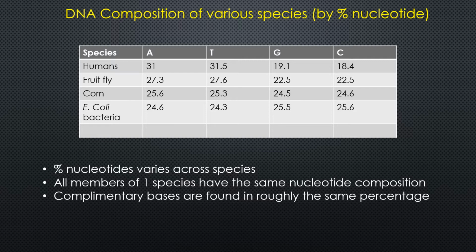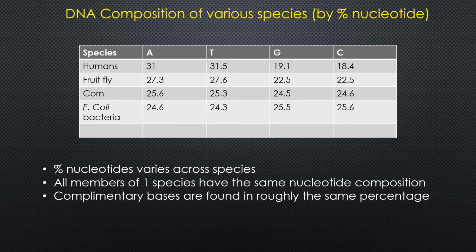And so, for instance, in humans, they would have about the same amount of nucleotides as each other. It doesn't even matter if you're male or female. And then what we also looked at was the complementary base pairs found in each of these species, and it reflects exactly what Chargaff had described earlier: when we look at adenine versus thymine, those percentages are roughly the same, and so are guanine and cytosine.